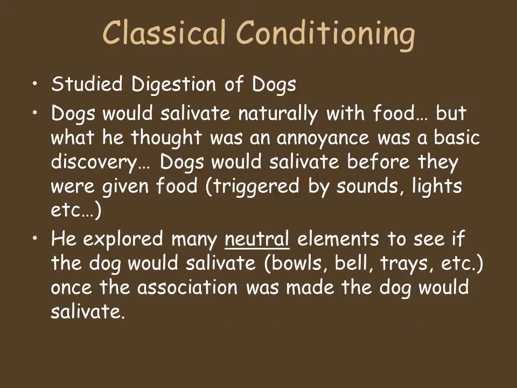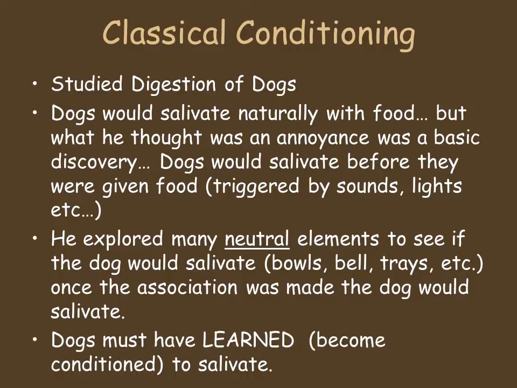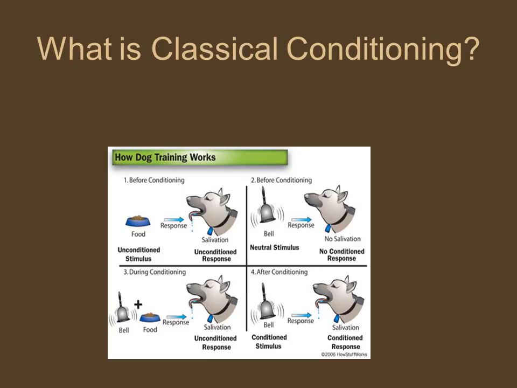He explored all these neutral elements to see if the dogs would salivate: bowls, bells, trays, etc. Once the association was made, the dogs would begin to salivate. The dogs begin to pair the food with all these neutral elements, which would cause them to begin to salivate. Hence, discovering classical conditioning. Dogs must have learned and become conditioned to salivate because of these other things.